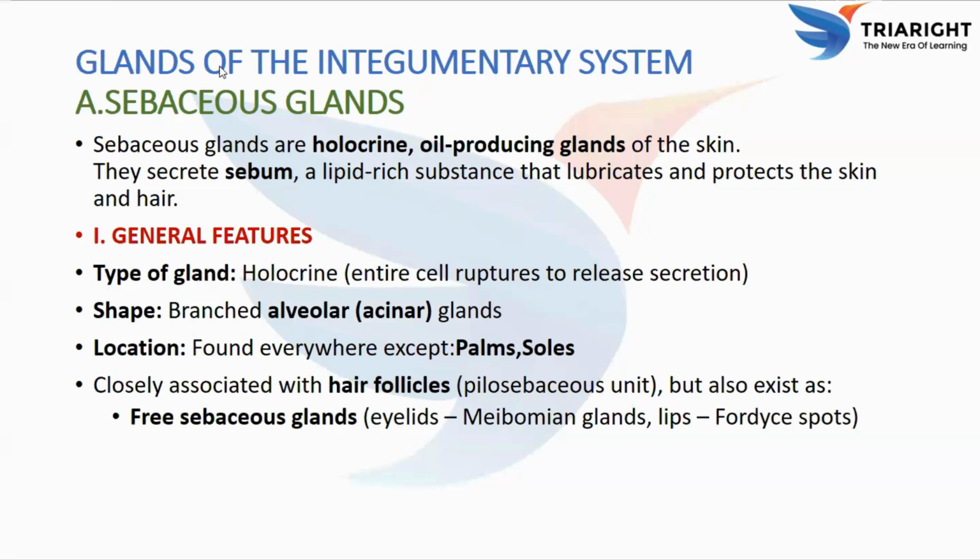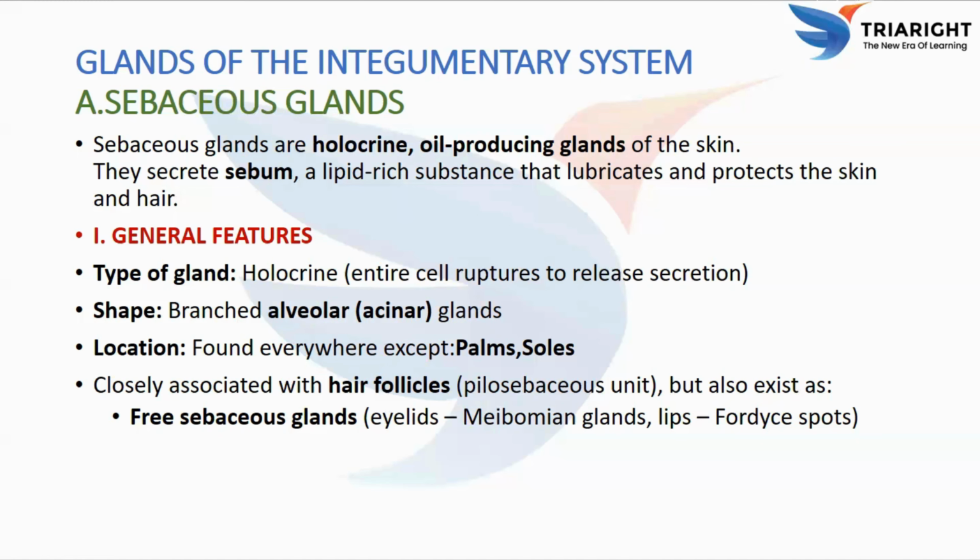So coming to sebaceous glands. What are sebaceous glands? These are the oil producing glands of the skin. They release sebum, which is a thick lipid rich fluid that helps to lubricate, moisturize and protect both skin and hair. So what are the general features of these sebaceous glands?